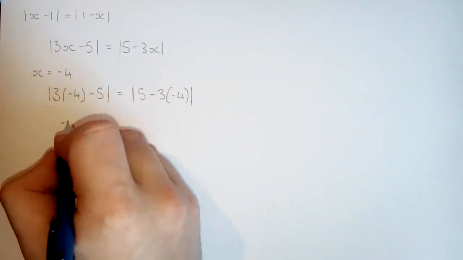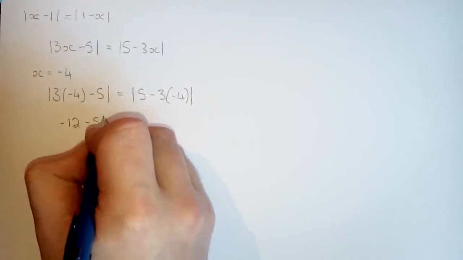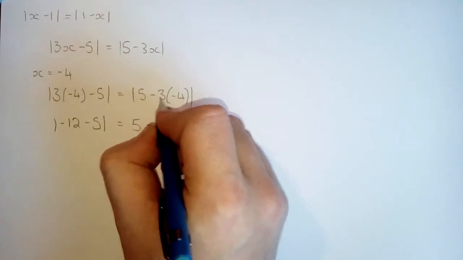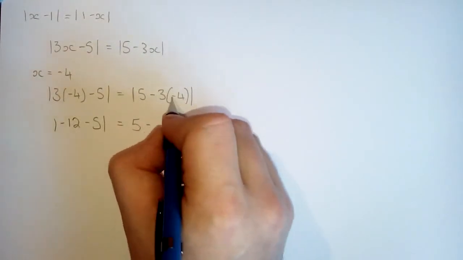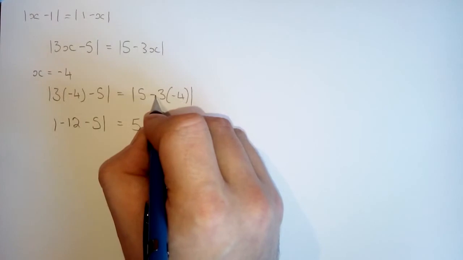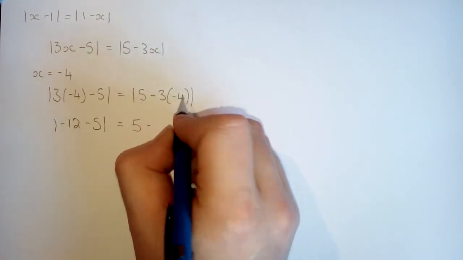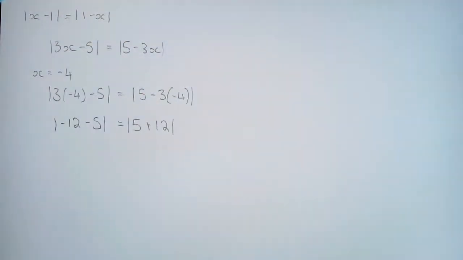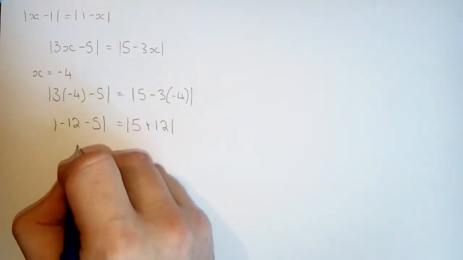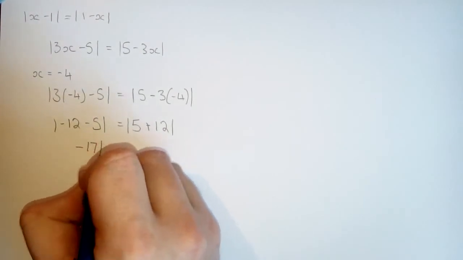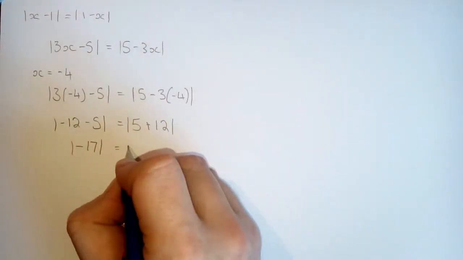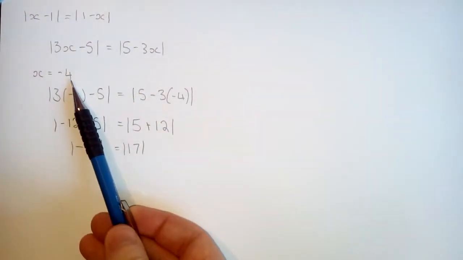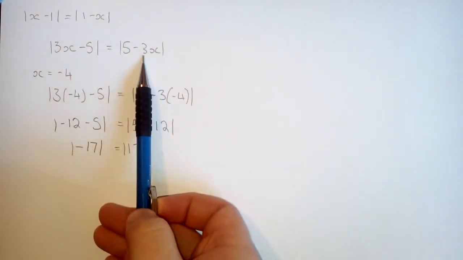So 3 lots of minus 4 gives us minus 12, minus another 5. Does that equal 5 minus...? Now we could think of this as taking away 3 lots of negative 4, or we could think of it as negative 3 lots of negative 4, which would give us positive 12. So negative 12 and negative 5 gives us negative 17. 5 plus 12 gives us 17. So we've now shown that even if we use a negative value of x, this still equals this.